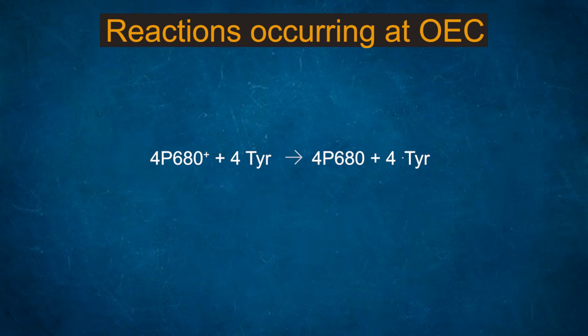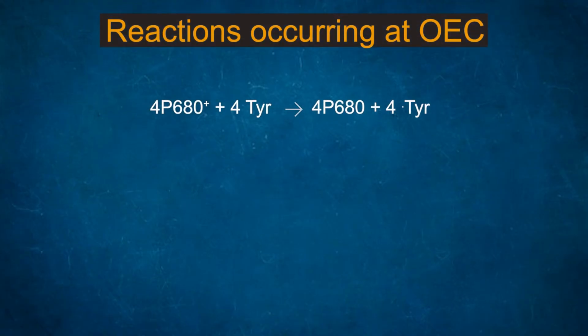Since P680 plus is deficient of electrons, it will try to gather electrons from a source. So, who is the immediate source? The tyrosine residue present in the subunit D1 of photosystem 2. The tyrosine residue in subunit D1 gives its electron and a proton and becomes a radical. So, 4 P680 plus and 4 tyrosine residues will now form 4 P680 and 4 tyrosine radicals. So, the tyrosine is now deficient of electrons.